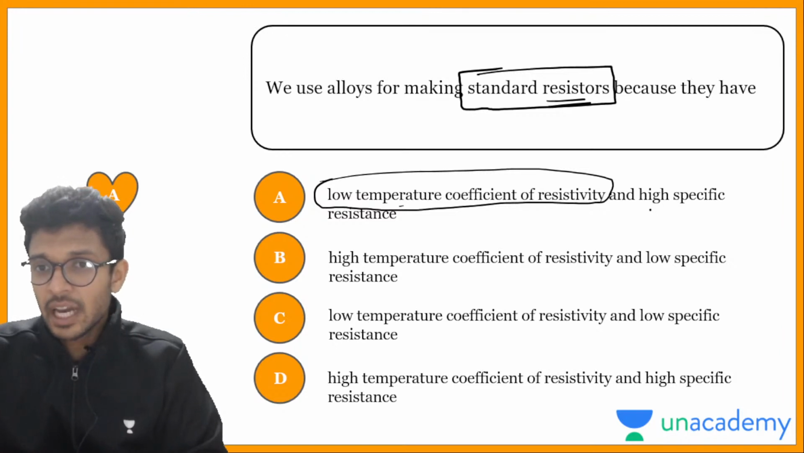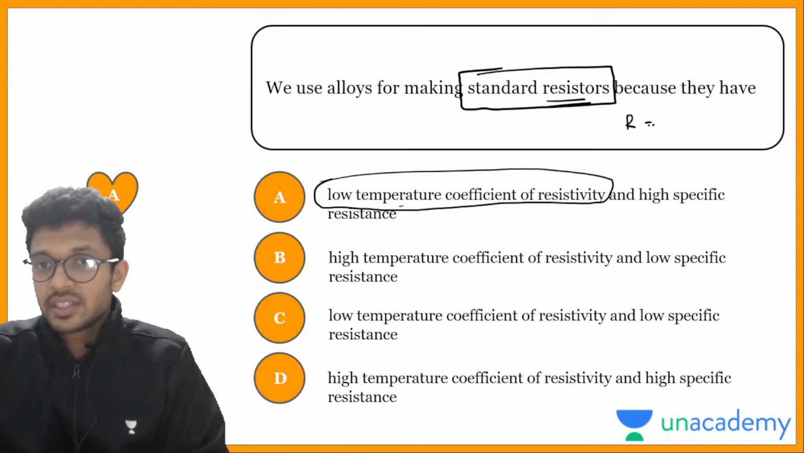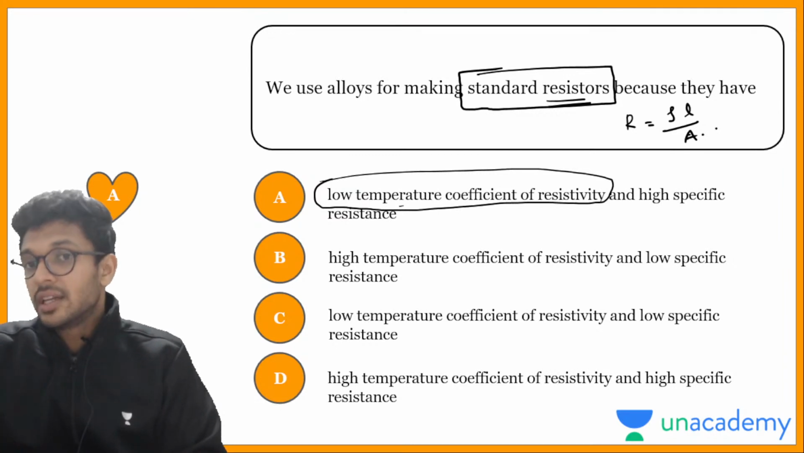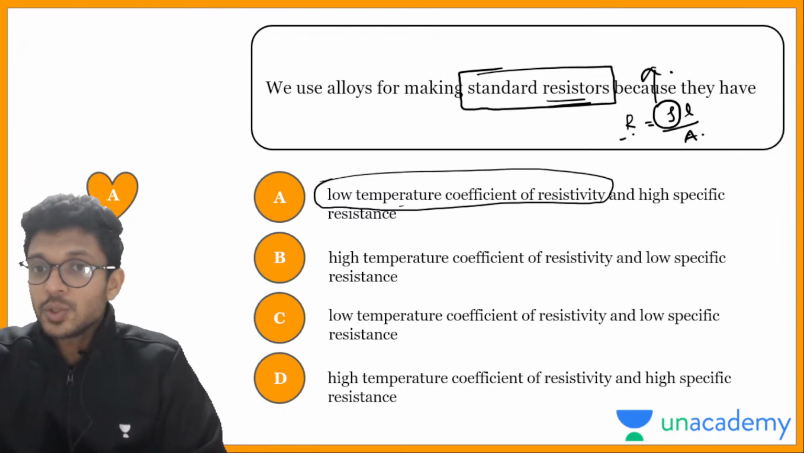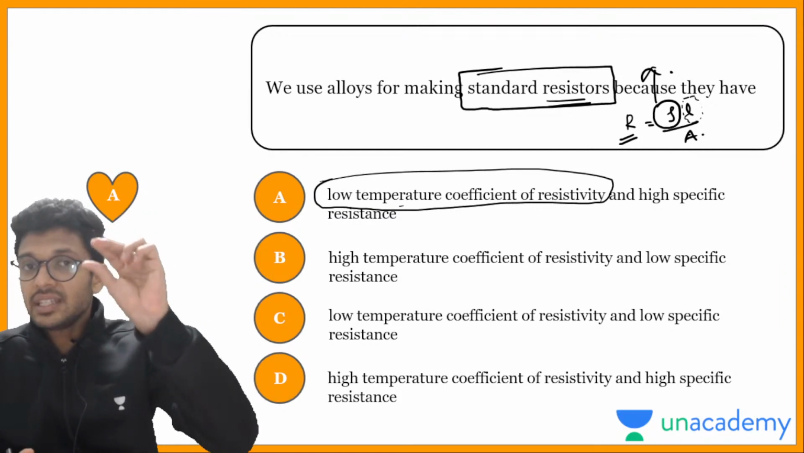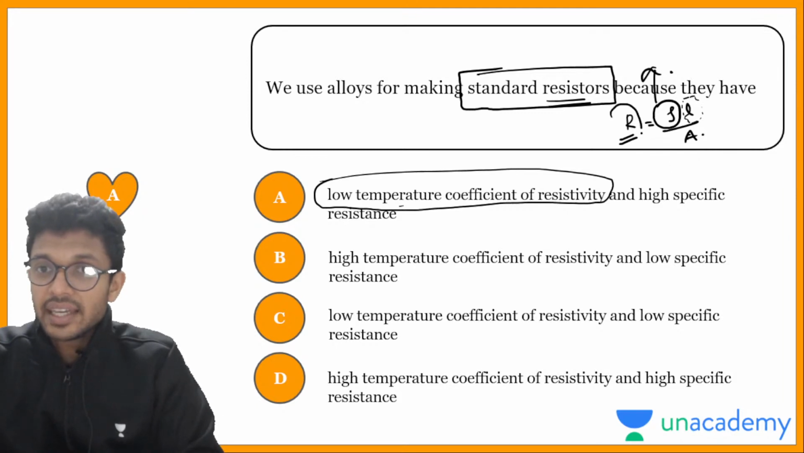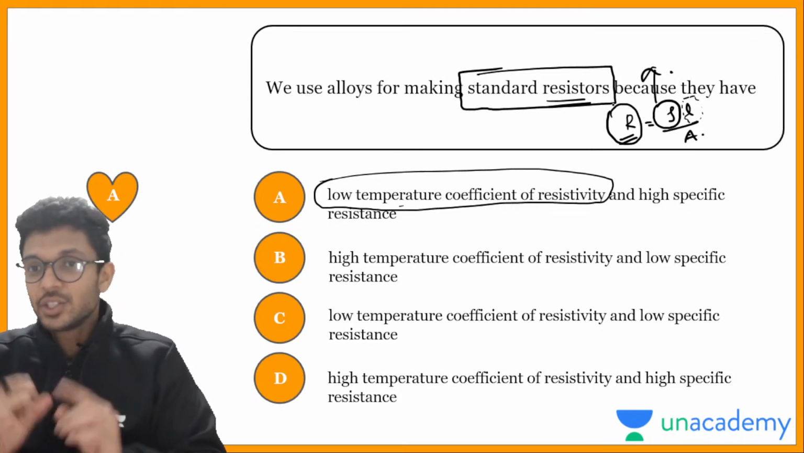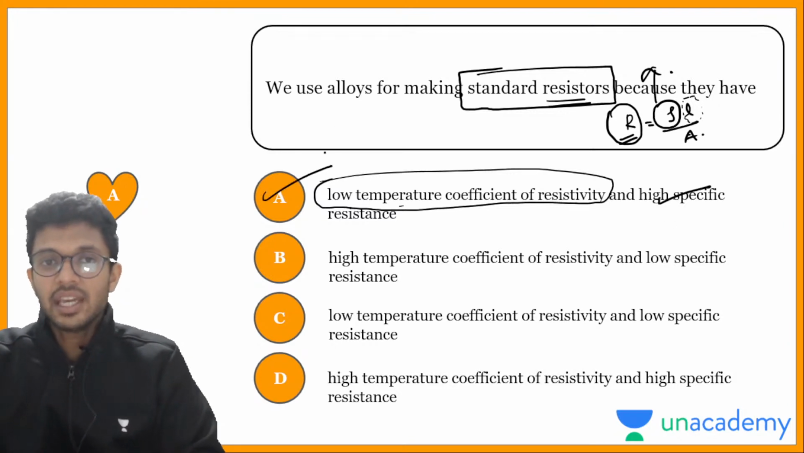Then you have to choose whether it should have high specific resistance or low specific resistance. Tell me, what is the formula for resistance? Rho L divided by A, right? Now, the people making the resistor will choose a higher value of resistivity so that they can produce high resistance even with a small length. High resistivity of the material can decrease the length of the material that has to be used for making a higher resistance value. So we'll be using a high specific resistance material. So our correct option is A for this.